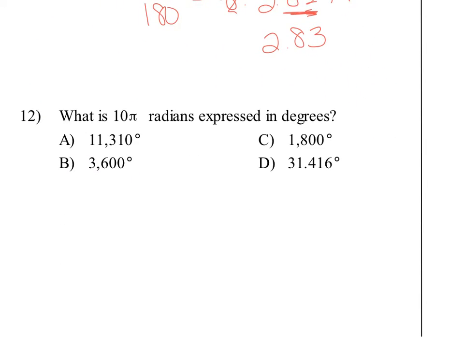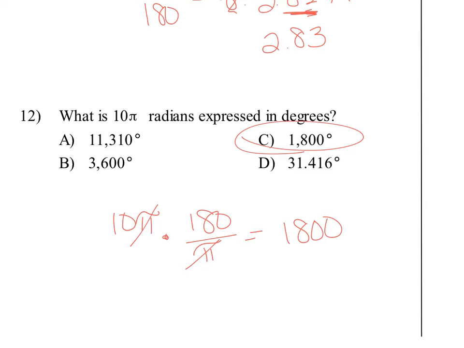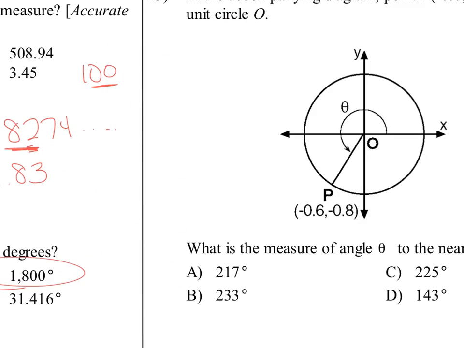Okay, 10 pi in degrees. So 10 pi in degrees, multiply times 180 over pi. These cancel out. 1800. Next, goes up.